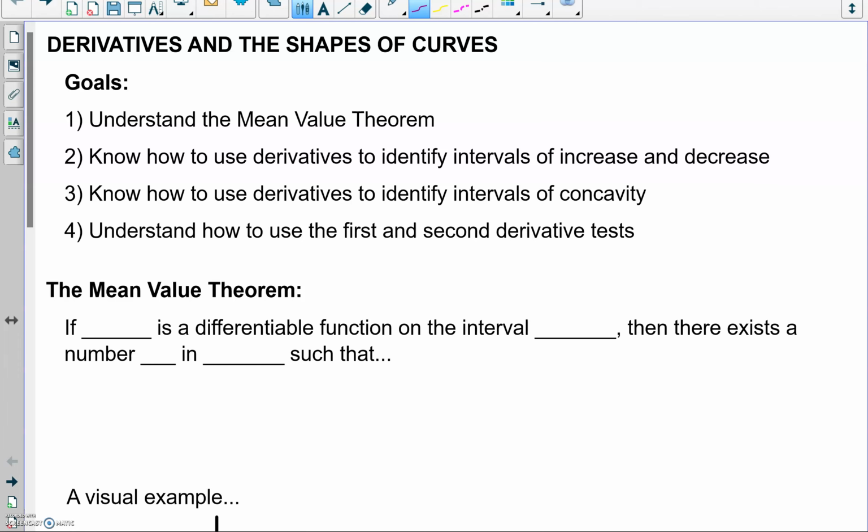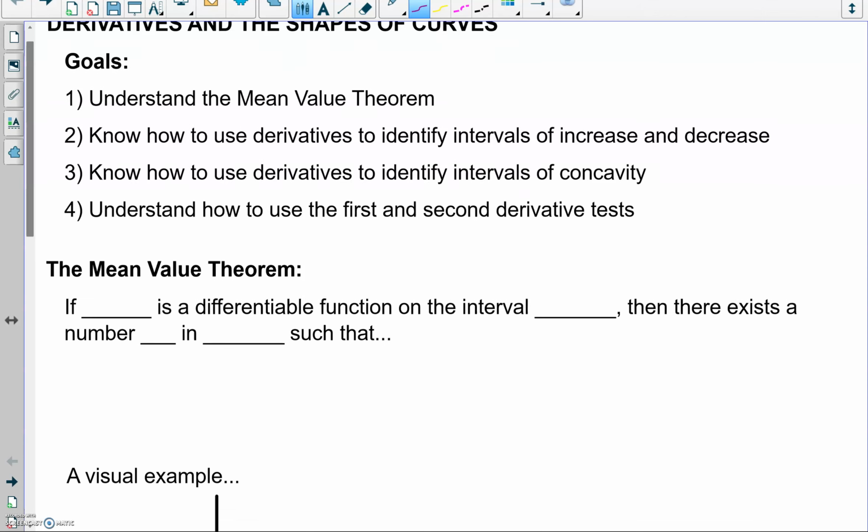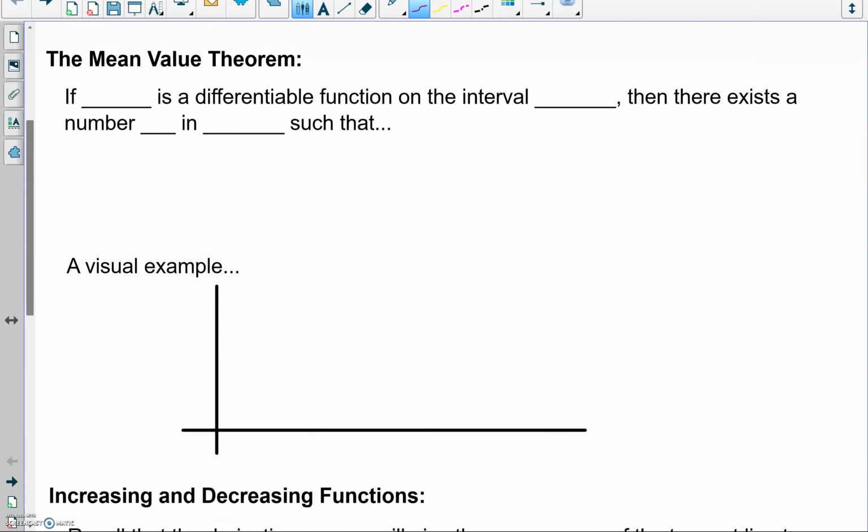Derivatives and the shapes of curves. Goals here: understand the mean value theorem. We're going to see this relates the instantaneous rate of change to the average rate of change on a curve. Know how to use derivatives to identify intervals of increase and decrease. Know how to use derivatives to identify intervals of concavity. And then last but not least, understand how to use the first and second derivative tests. So we're going to see that these derivatives can help us identify where the maximum and minimum locations are on a graph of a function.